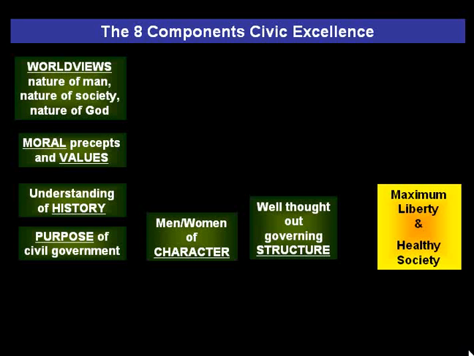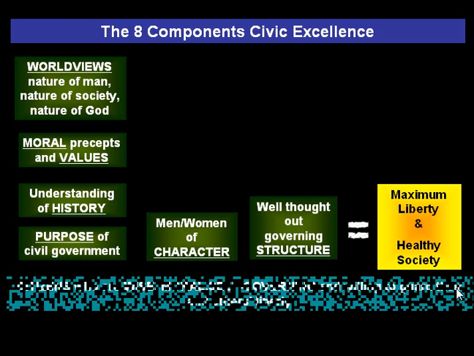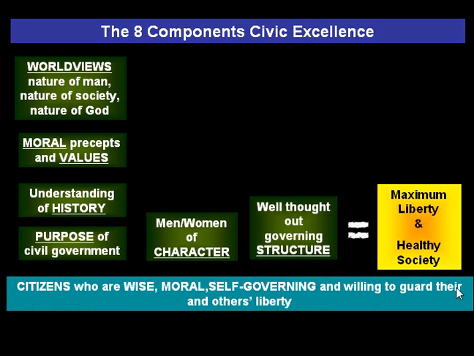And so as far as we look at these 6 components, we see worldviews, morals and values, history, the purpose of government, men and women of character and structure. And then the last 2 are the fact that there would be citizens who are wise, moral, and self-governing and willing to guard their and others' liberties.